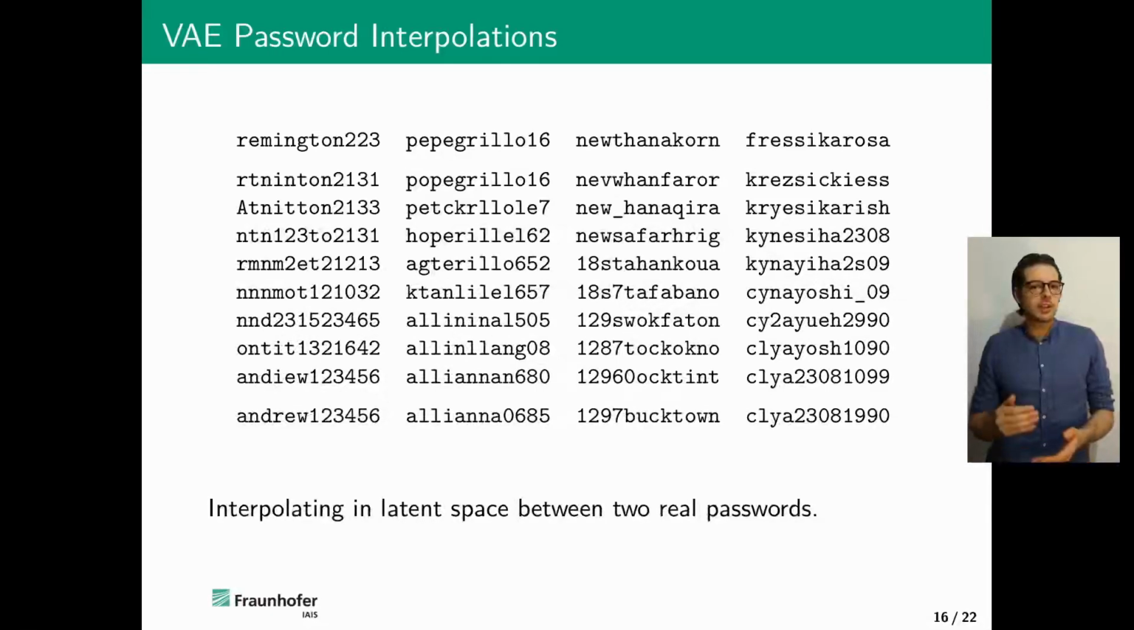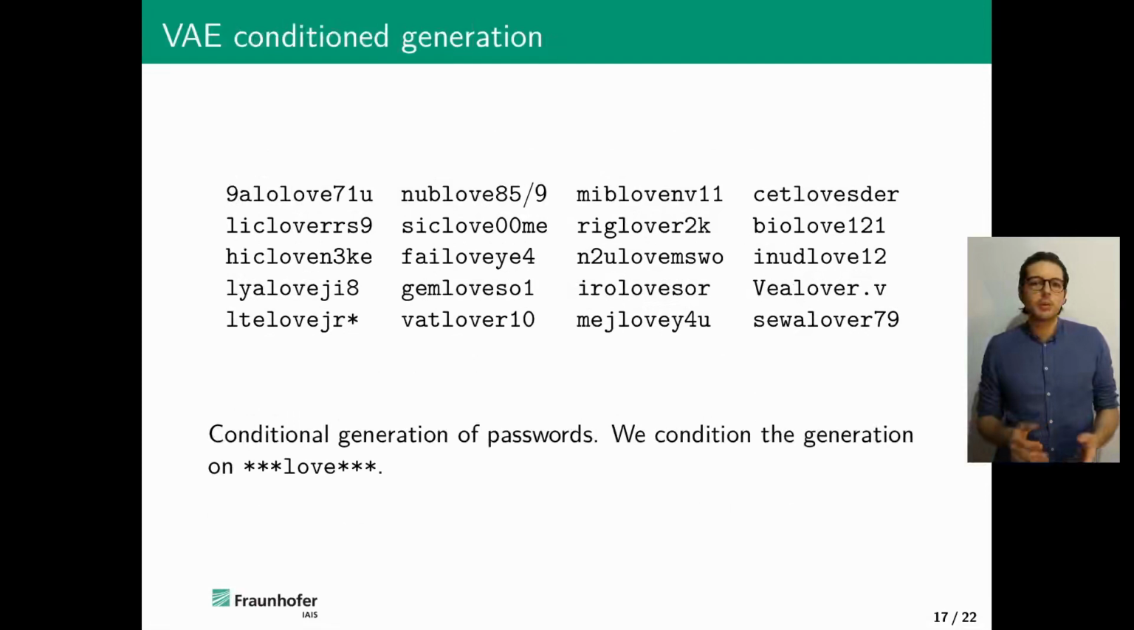So we swap out single characters and we add or take away a number, and we smoothly go from the top password to the bottom password, while in between most of these strings still look like real passwords. For the conditional generation, we want to generate a bunch of passwords that are close to the string "love" or contain the substring "love" somewhere in the middle. For that, we take this string, we encode it into latent space, and then we only sample from a small region around this encoded point.